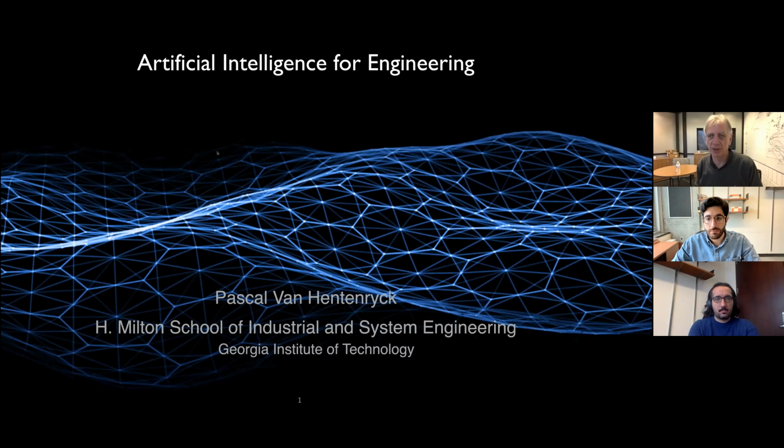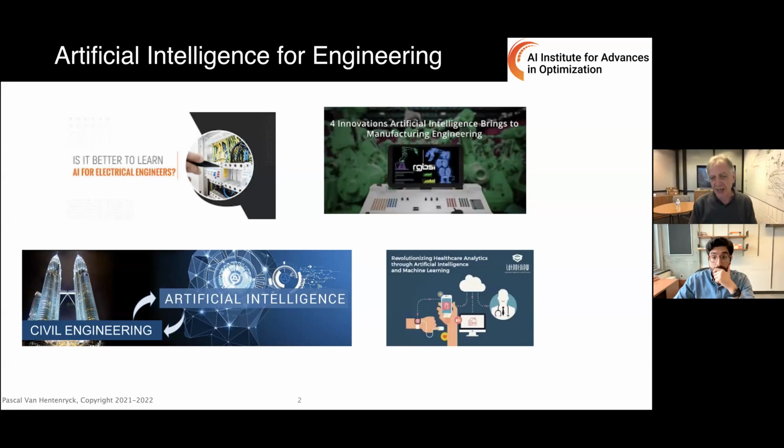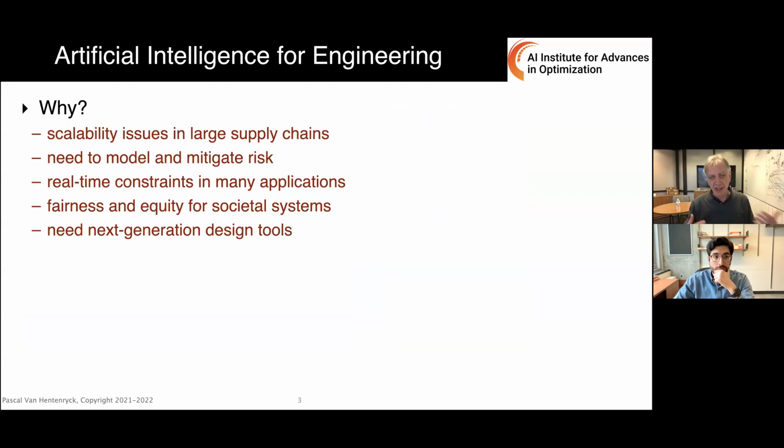So I'm going to talk about AI for engineering, which is a little bit different from the typical uses of AI. So we are basically looking at how we can apply AI to electrical engineering, manufacturing, civil engineering, and healthcare engineering. And one of the reasons we are doing that is that in many of these engineering domains, there are an increasing number of issues that will benefit a lot from AI technology.